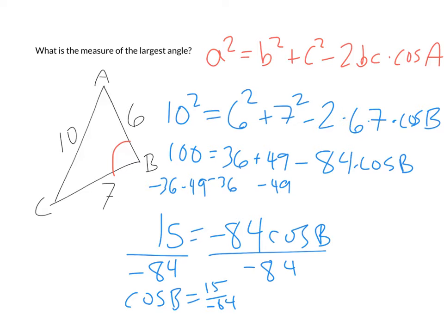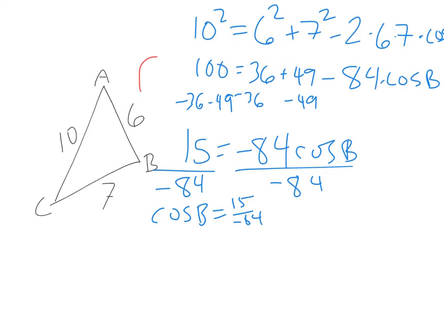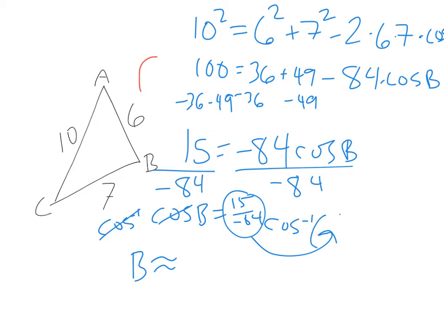And what do I need to do to get B all by itself? Sammy? Cosine inverse. You got it. If I take the cosine inverse of this side, that cancels the cosine, and I'm left with B equals the cosine inverse of this. So when I type that in my calculator, I get 100.2865, so I'll go with 100 degrees.